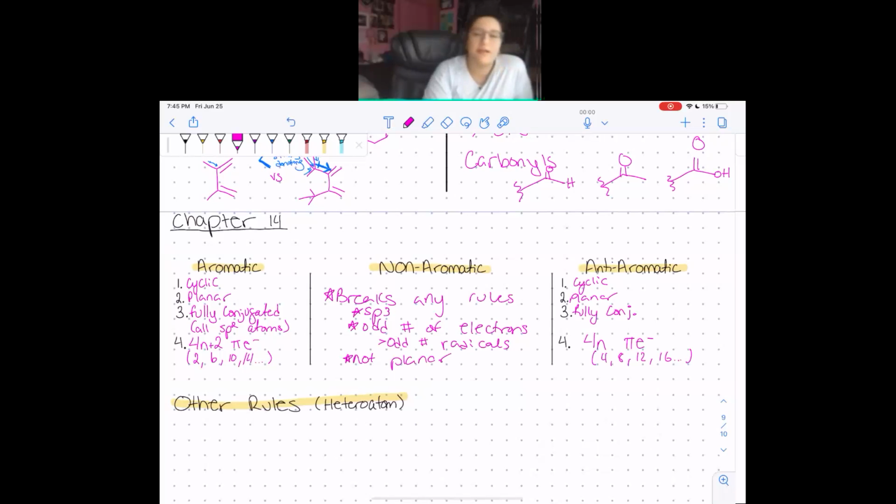Something I will say about the planar rule is that any ring that's smaller than 8 members, and 8 members just means 8 atoms in the ring, anything smaller than 8 atoms is going to be planar. Just assume it's planar. If it's 8 or more, then we'll talk about whether or not it's planar and what exactly that means. So don't worry about planar unless we have 8 or more carbons.